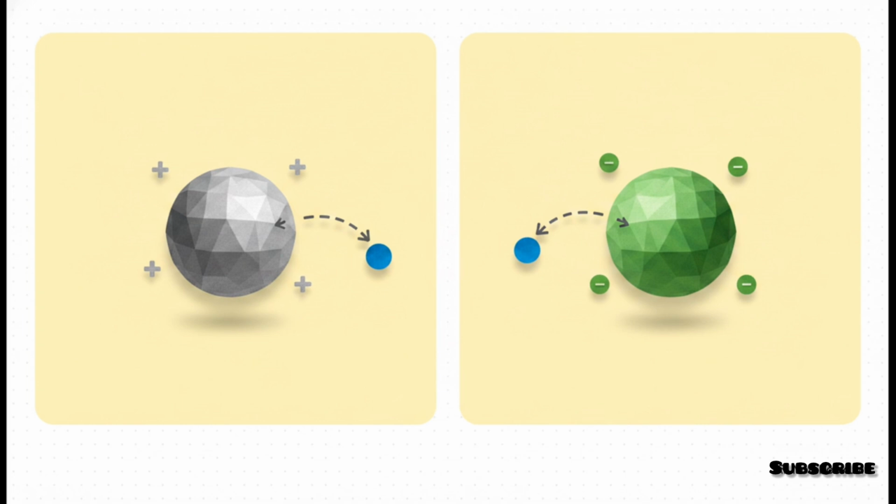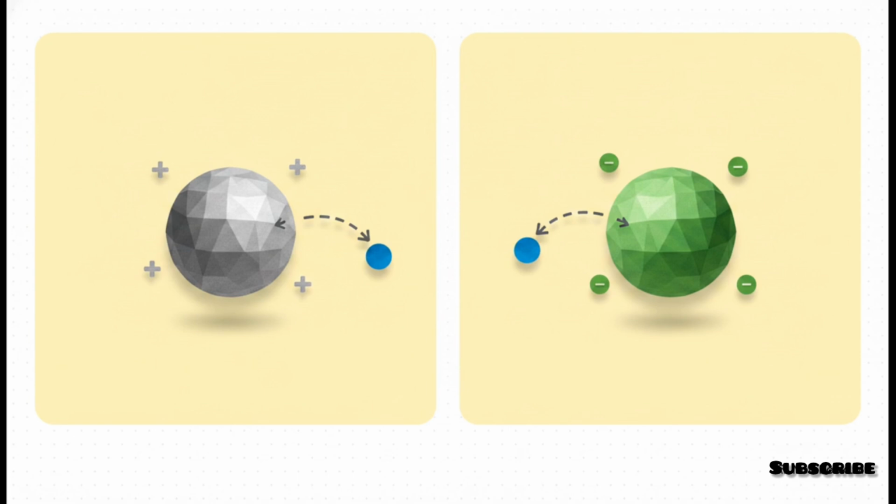To achieve this perfect, complete shell, metals and nonmetals take totally opposite approaches. Metals achieve stability by losing electrons, which then turns them into positively charged ions. So think of a sodium atom just shedding an electron to become a positive sodium ion. Nonmetals, on the flip side, really want to gain electrons, which turns them into negatively charged ions.